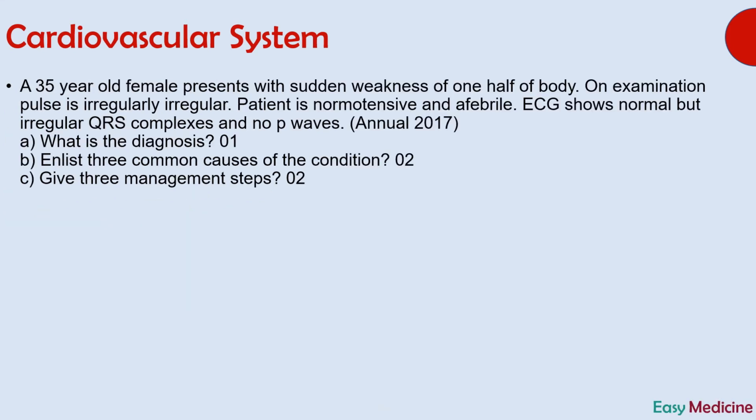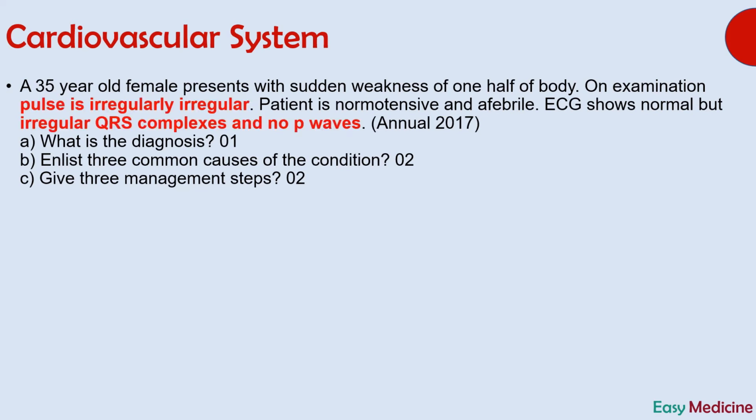Please stop the video here, read this question and try to answer, and then we'll discuss it together. Good. So the diagnosis is atrial fibrillation, and some points to lead you to this diagnosis are irregularly irregular pulse, irregular QRS complexes and no P waves on ECG. Remember that whenever a scenario says pulse is irregularly irregular, think about atrial fibrillation.